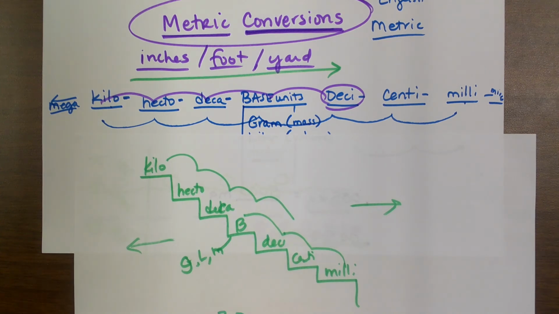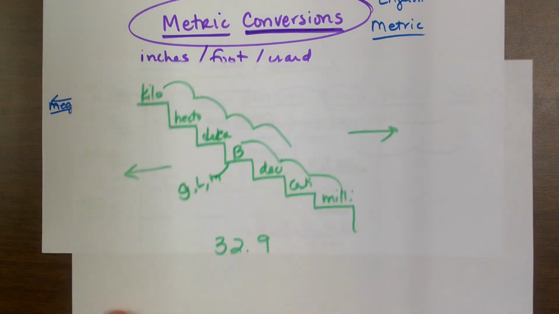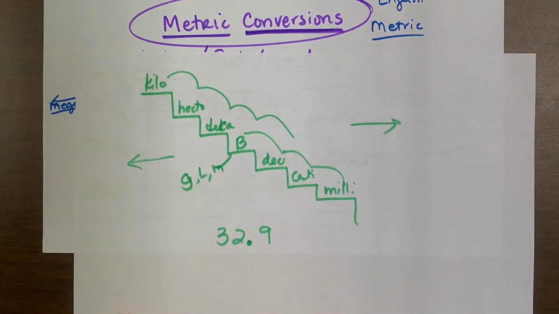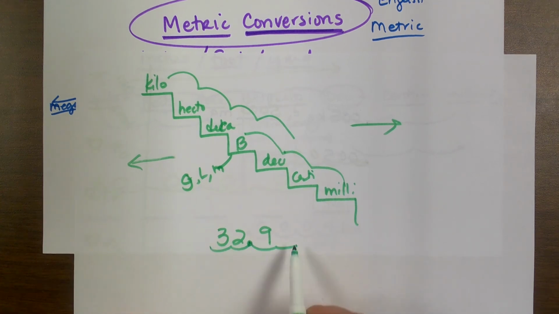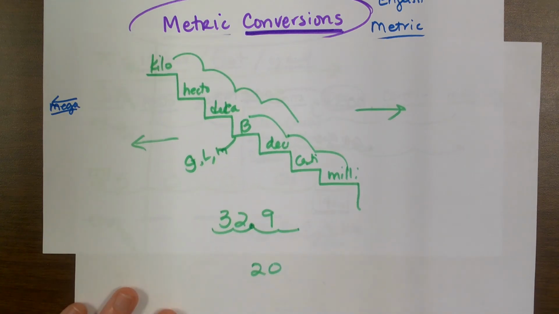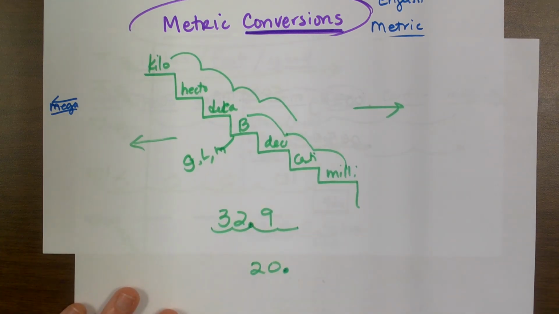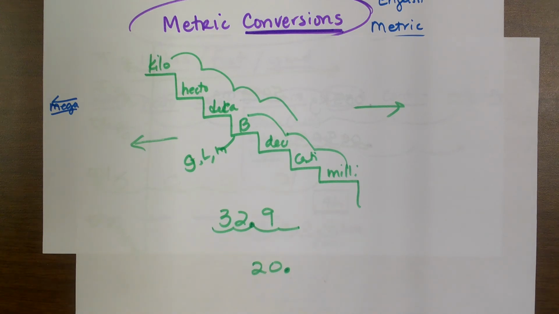So if I gave you 32.9, very easy starting spot because there's my decimal. So I can go that way or I can go that way depending on what I'm converting. But if I'm not given a decimal, then I have to know it starts at the very end of the number. Okay, so there's your quick little refresher on metric conversions, and now you're going to have a little online quiz with it, so you'll use this pattern and do your metric conversions.